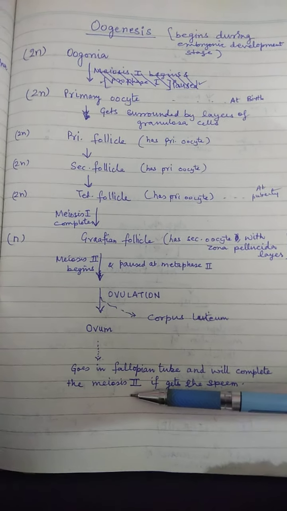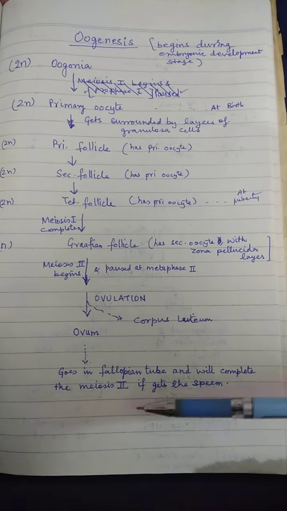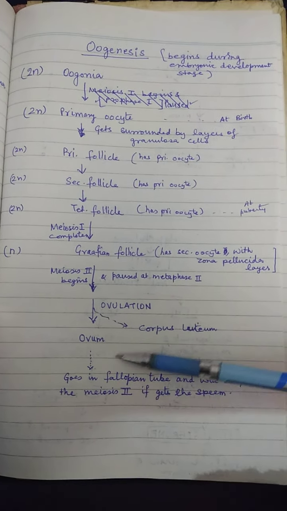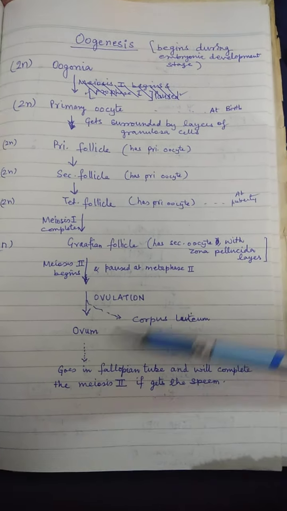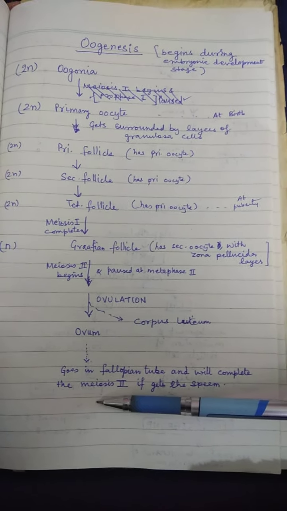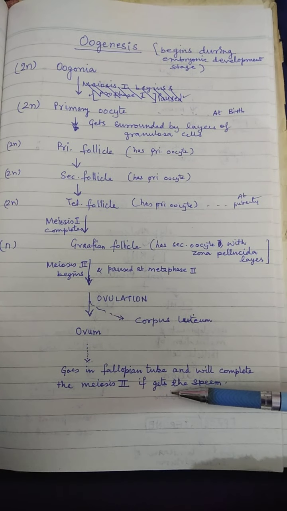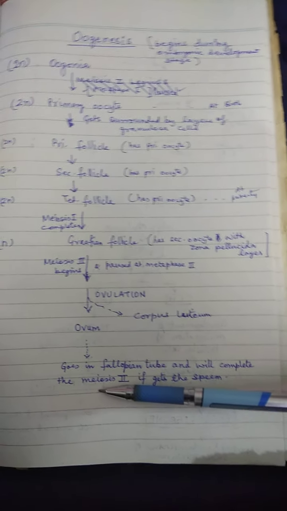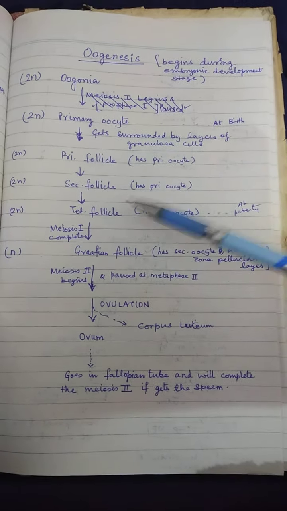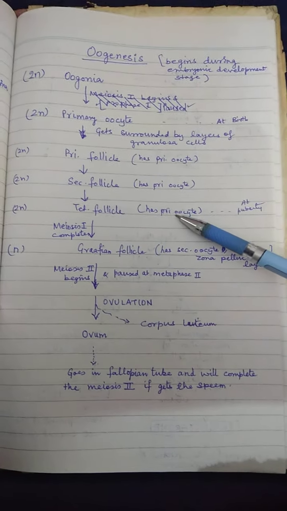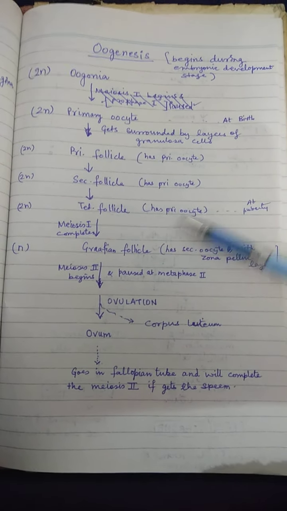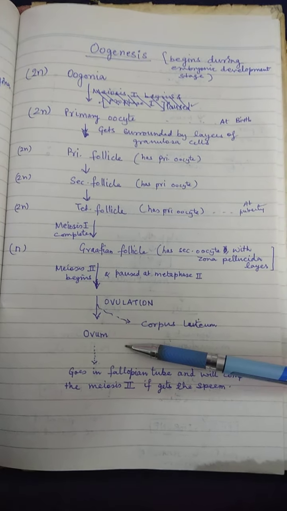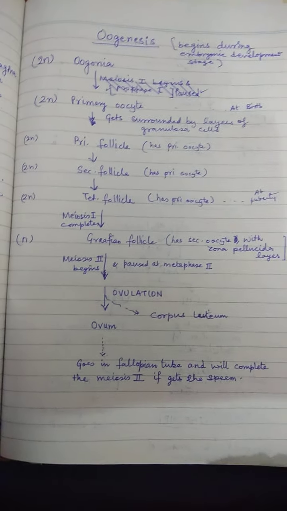enters the fallopian tube, and if there it meets the sperm, the meiosis 2 will be completed. This will undergo completion of the meiosis 2 and the female gamete nucleus and the second polar body will be formed. Female gamete nucleus will fuse with sperm to produce the zygote. First polar body is produced here. Primary oocyte is converted into secondary oocyte, meiosis 1. So one secondary oocyte and first polar body. Second is released here. Okay.